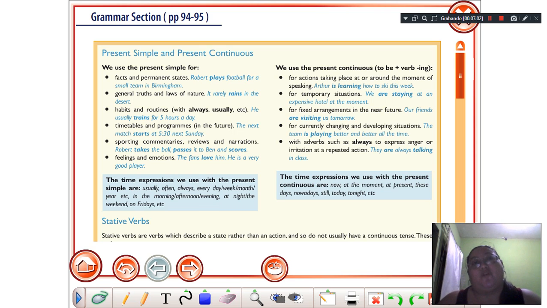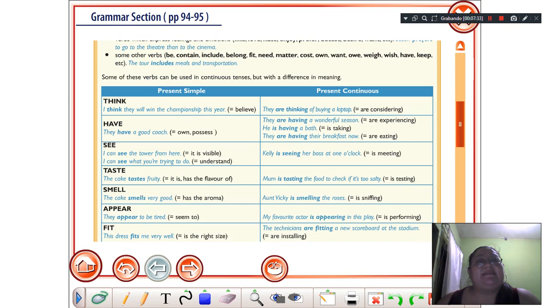Remember, the structures are very different. With the simple present, you use only the pronoun, the verb, and the complement. What happens with he, she, and it? To the verb, you add s. Okay, it's very important that you remember. And in the present continuous or progressive, you use the pronoun, the verb to be, am, is, or are, and the verb with the action is used with ing. Okay, this is very important.